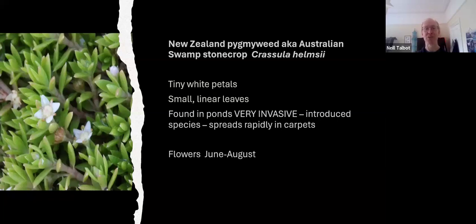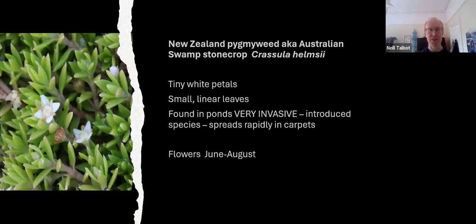I've seen this in quite a few ponds where it's just carpeted almost the whole pond and some of the drier areas adjacent to it as well. It's got tiny white petals, as you can see in the picture, and very small linear leaves, and it'll be flowering fairly soon, from June through to late summer, August time roughly.